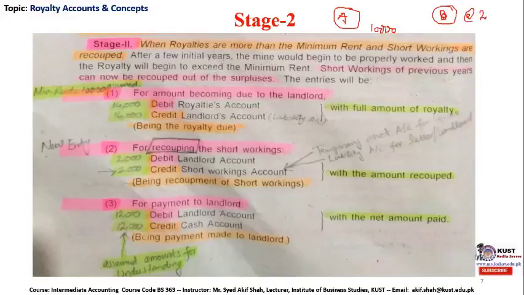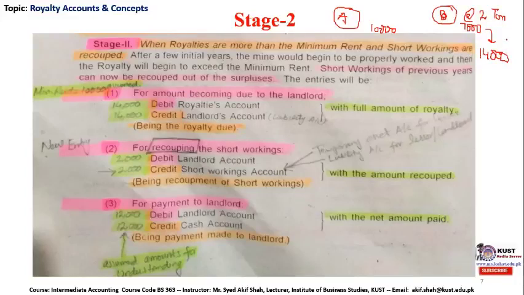Therefore, the short working of the previous years can be recouped out of the surpluses. So the example continues here: the company has produced 7,000 tonnes of minerals from the mines, and the per tonnage royalty fee is rupees 2. So we need to multiply both of them in order to calculate the total royalty that needs to be paid to the landlord, which comes to 14,000 in this case.